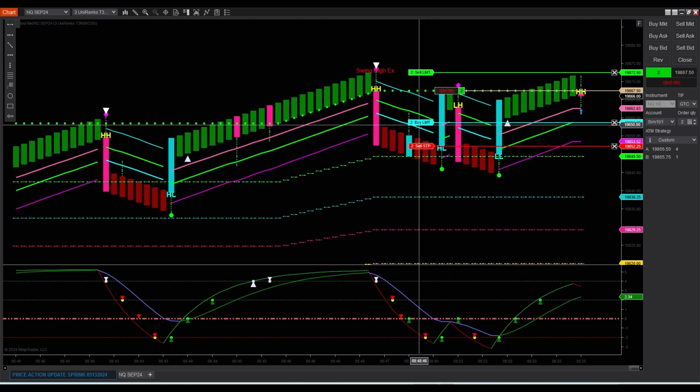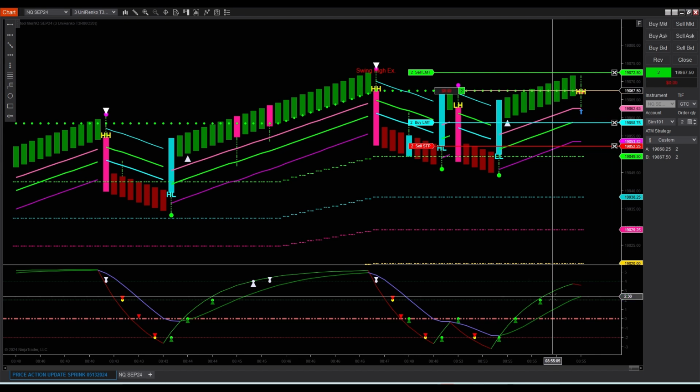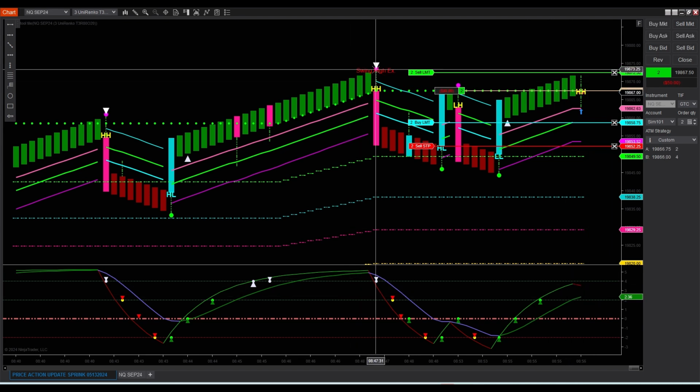Another trade submitted at this price level. This is a 20 tick. Triangle here. It's already past the 0 line. Still got momentum to the upside. The swing high is right here. So it hasn't broken that yet.